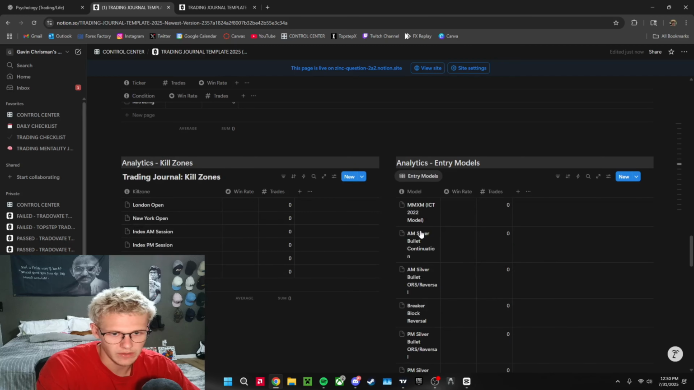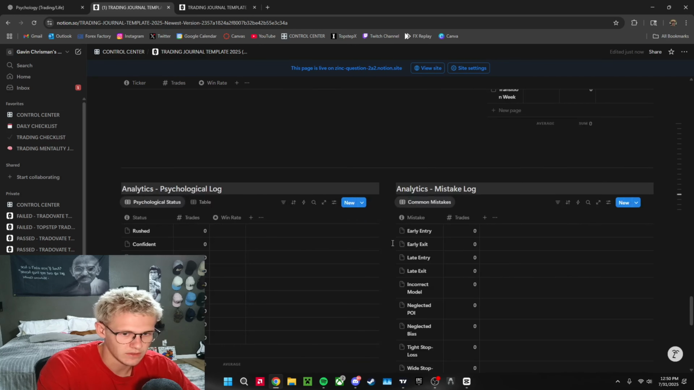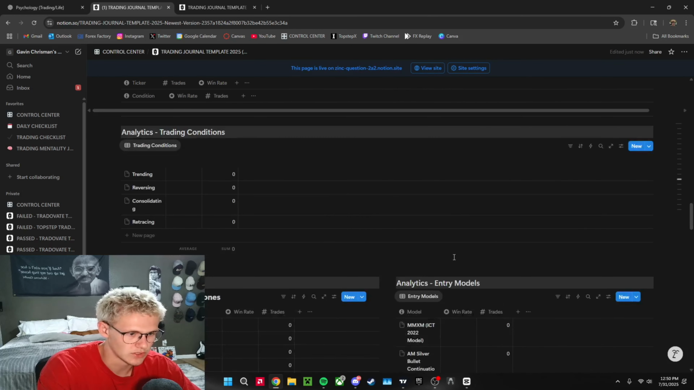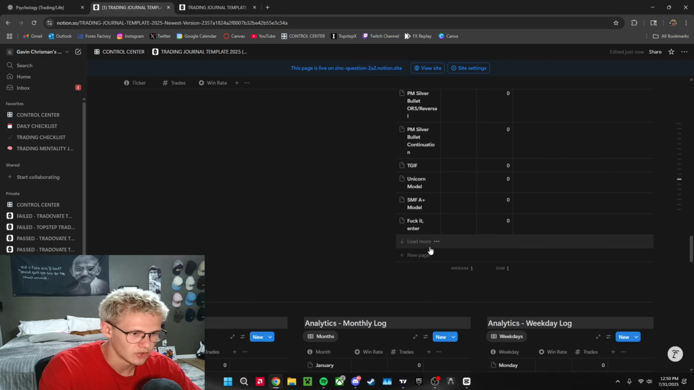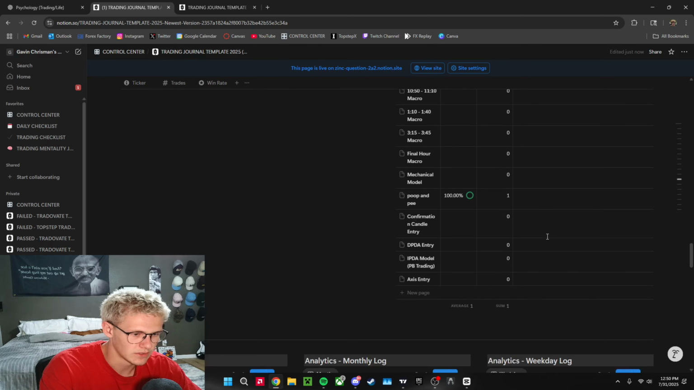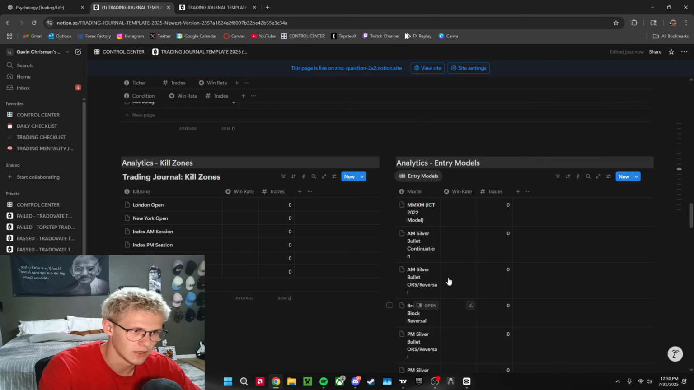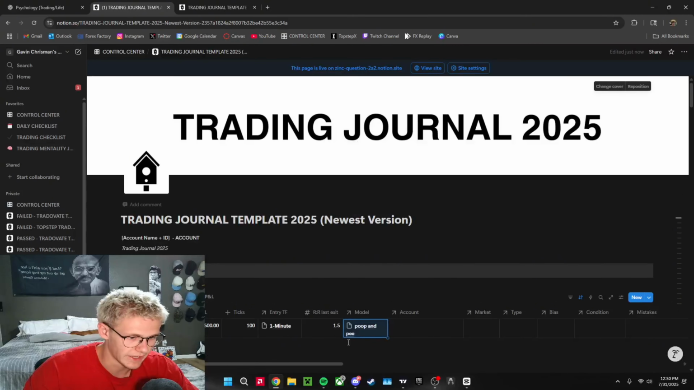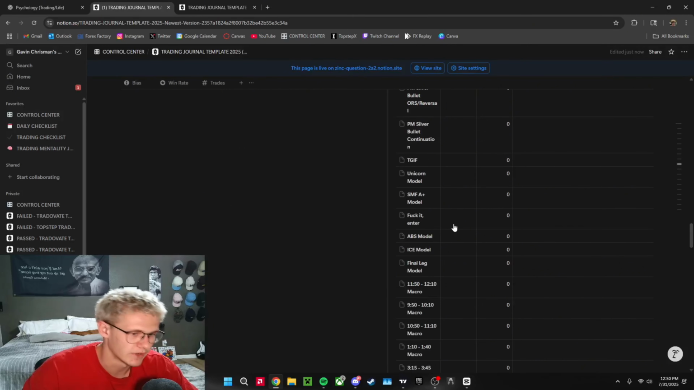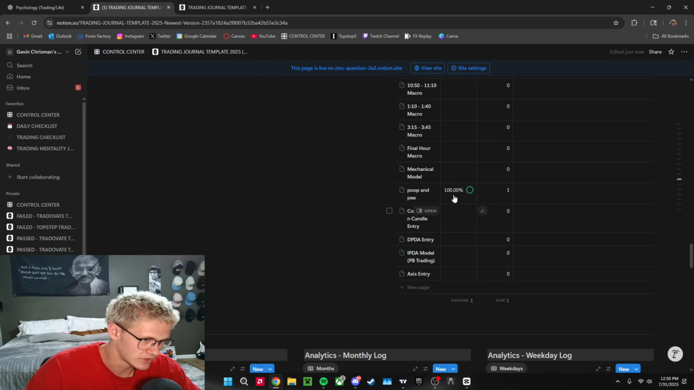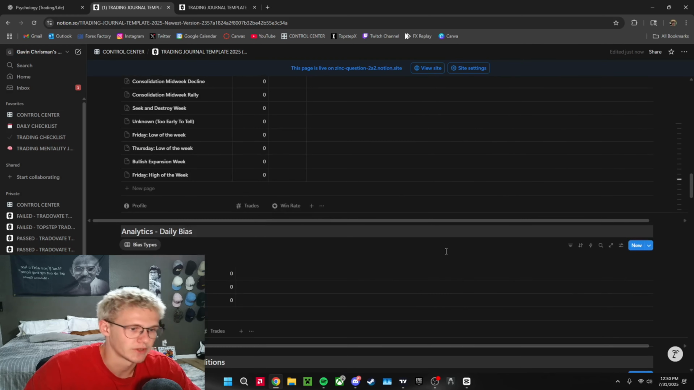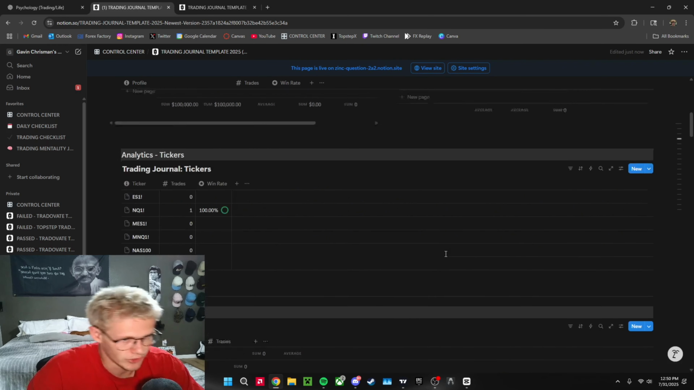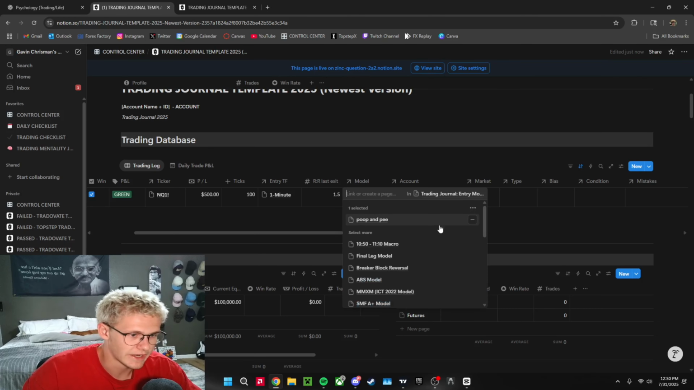And if you scroll down to the analytics section and you find the models, which is entry models right here, you will see that it automatically gets added. See right here, automatically gets added to this database. So if you add anything down here, it'll automatically get added to this drop down, and then vice versa. Poop and pee model, you can see that it is a 100% win rate right now because we won the trade. We've only taken one trade. So yeah, so models you can kind of add, delete, whatever you want. It's completely up to you.